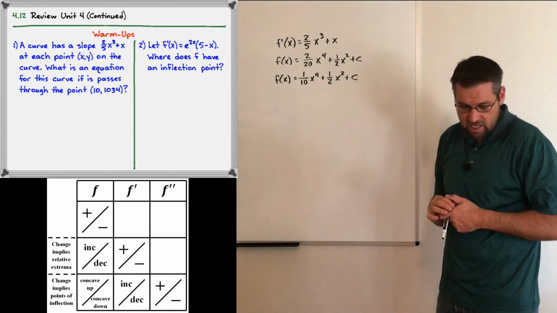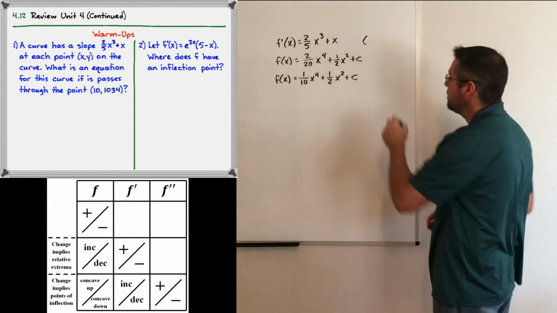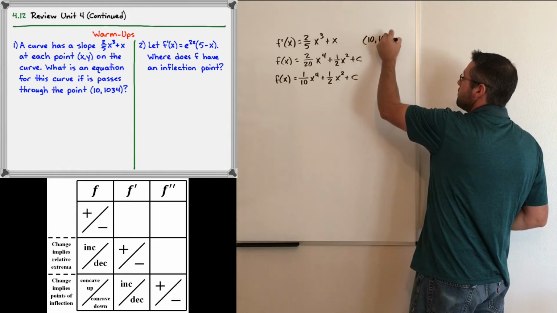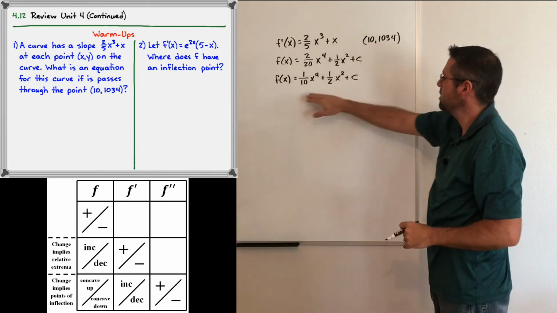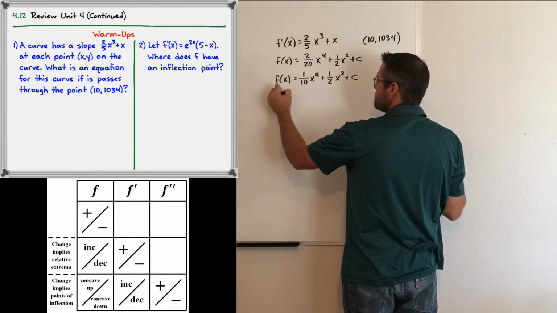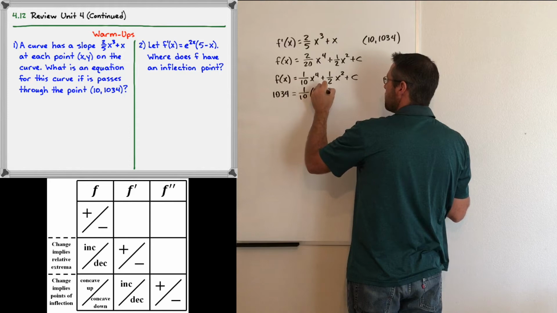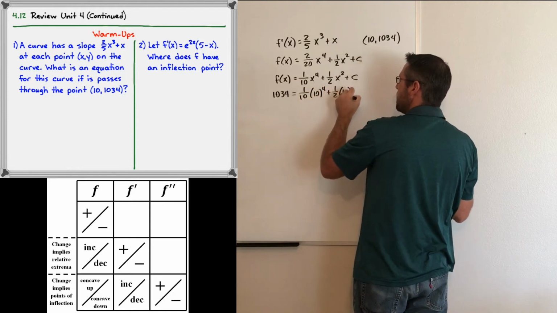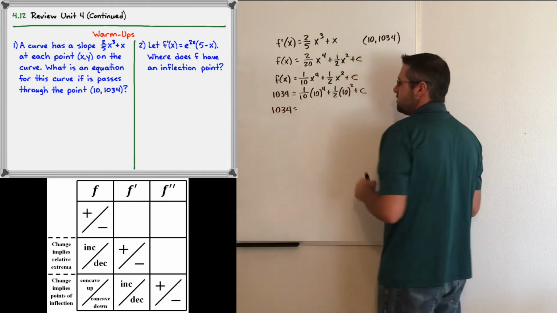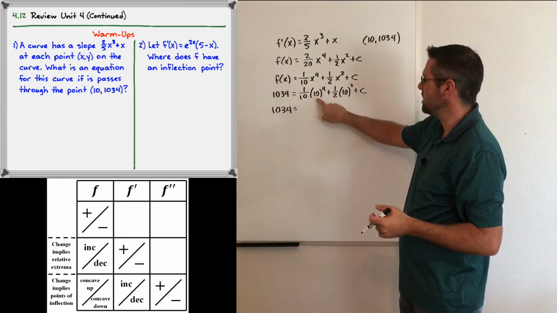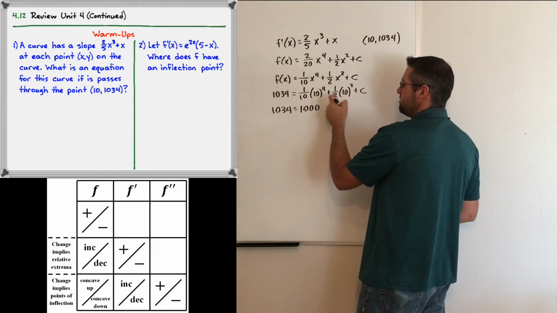Now, from here, it gives us a point. It says that this curve passes through the point (10, 1034). So this function is way up there. But from here, we're just going to plug in our x and y values to find c. So this will say 1034 equals 1/10 times 10 to the fourth plus 1/2 times 10 squared plus c. And then we just solve it from here for c. So 1034 equals, 10 to the fourth is 10,000, so this is 10,000 divided by 10. That's going to be 1,000 there. And then 10 squared is 100, divided by 2 is 50.